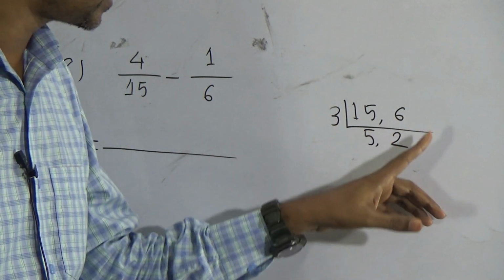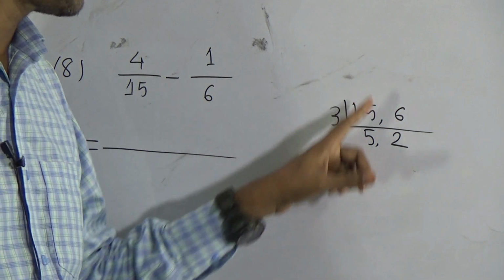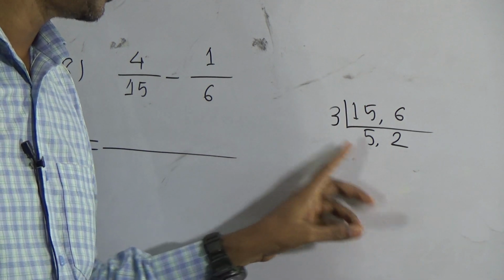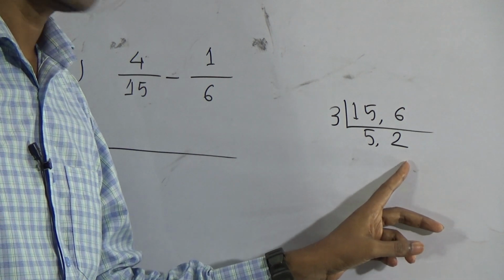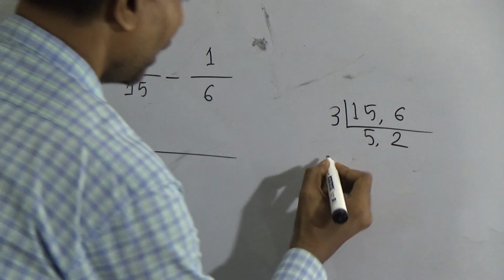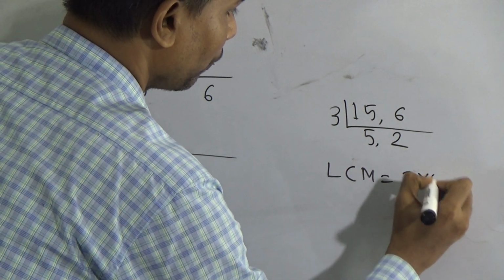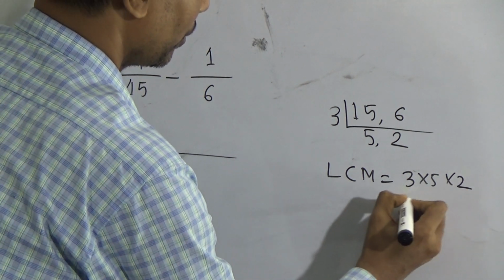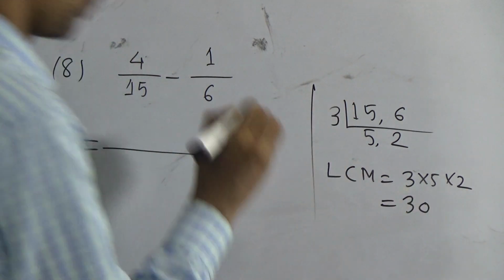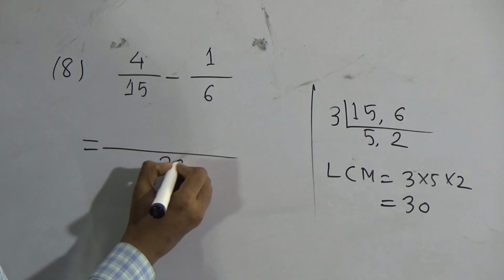Between 15 and 6, 3 is the only common factor. So divide 15 by 3, then you get 5. Similarly, divide 6 by 3, then you get what? 2. Therefore, LCM is 3 into 5 into 2. This is equal to what? 3 fives are 15, into 2 is equal to 30. So LCM is 30 right here, 30.